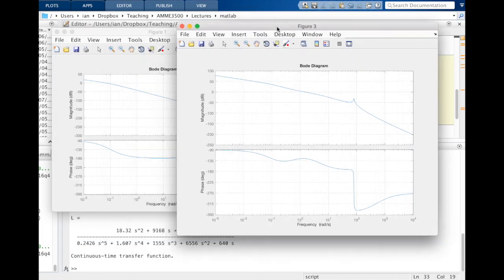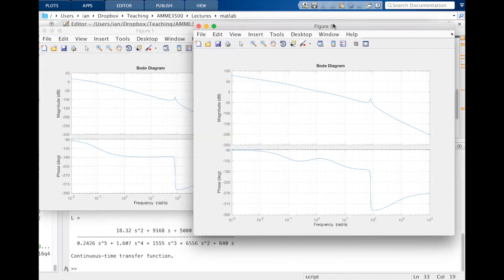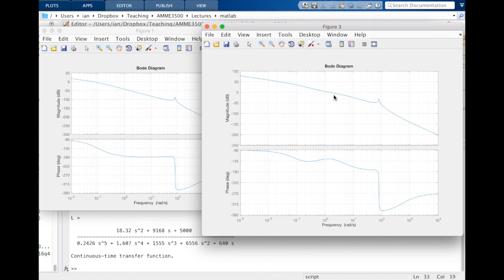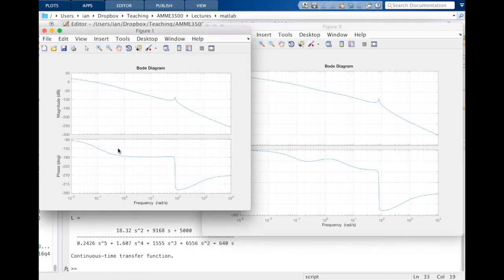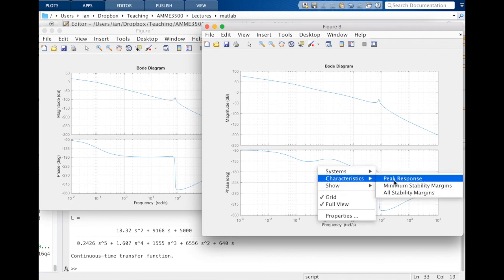If we compare these two, this is the open loop system, this is the combination of the open loop system and the controller. Here the crossover frequency is pushed up to 1.5, which is exactly what we specified. And if we look at the phase response, instead of going down to minus 180 here, the effect of the lead compensator has really come in, and we've got quite a nice phase margin of more than 50 degrees.